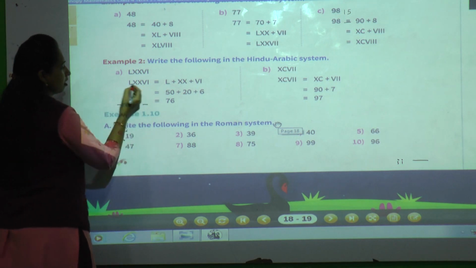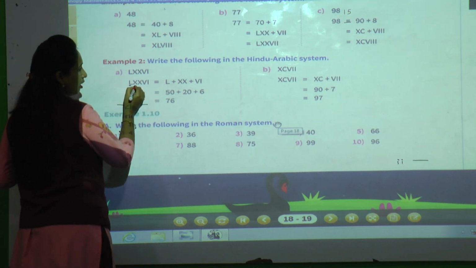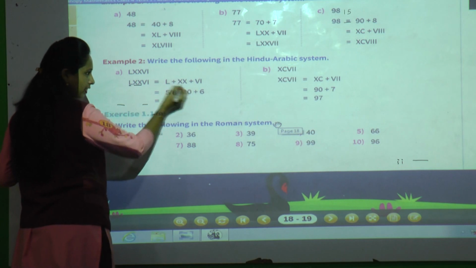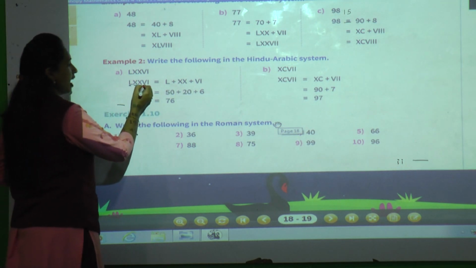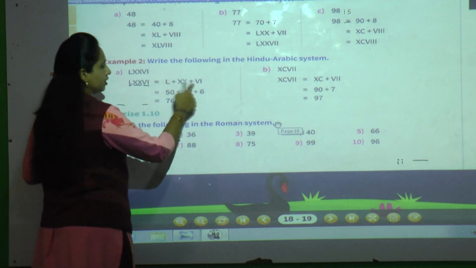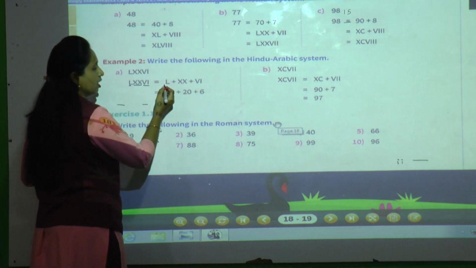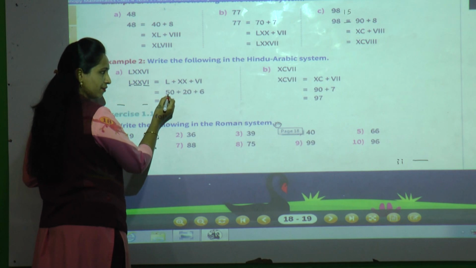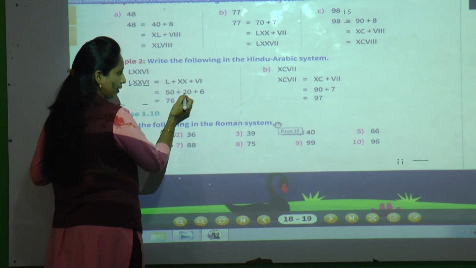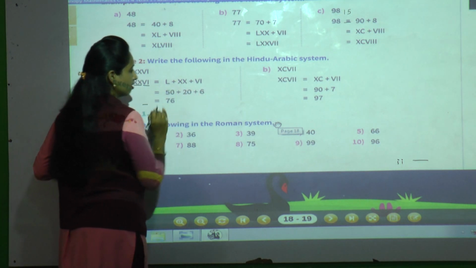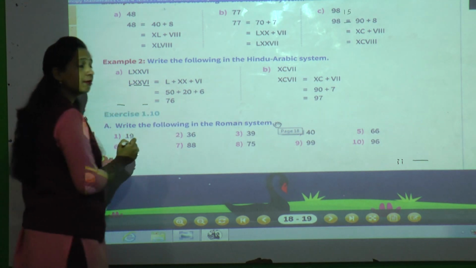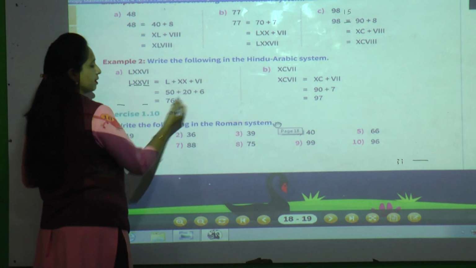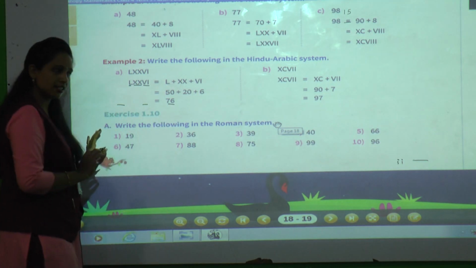What is there in this number? One L is there. Together XX you can write, because double X means 20, and the VI value we know. So we have to write in this way. L means 50, double X means 20, VI value is 6. So just add together: 50 plus 20 becomes 70, 70 plus 6, 76.